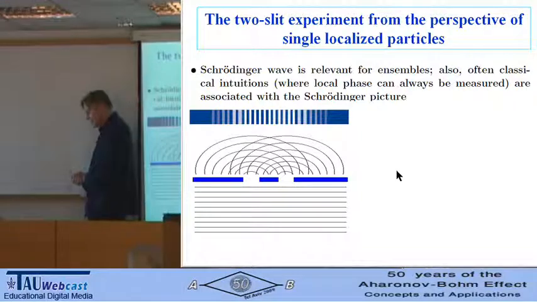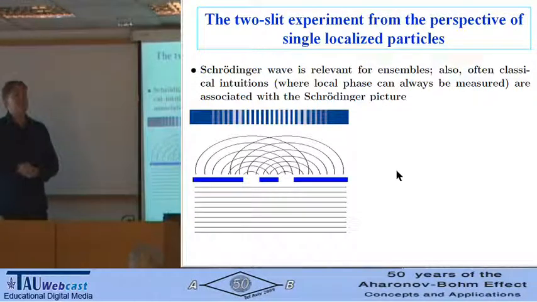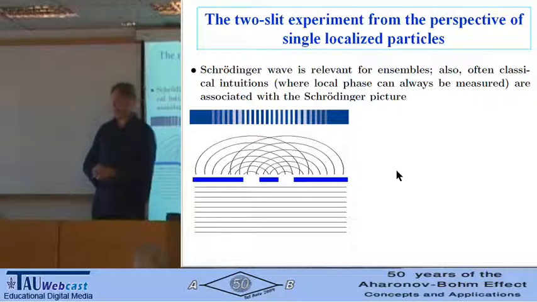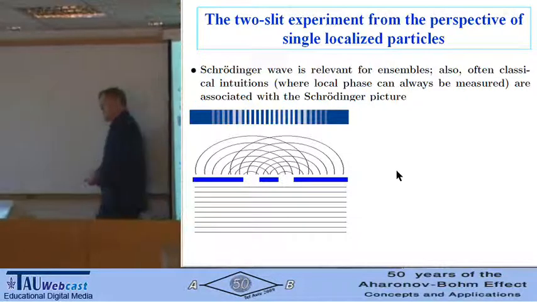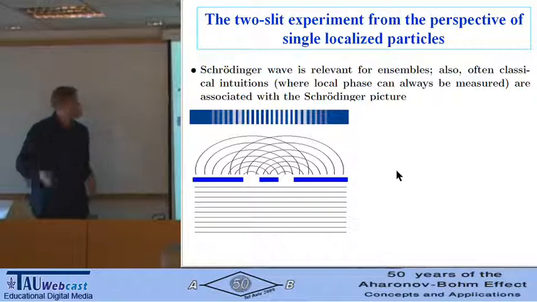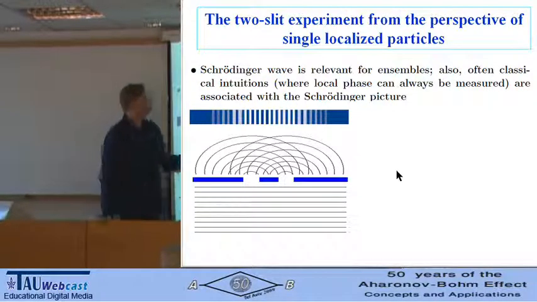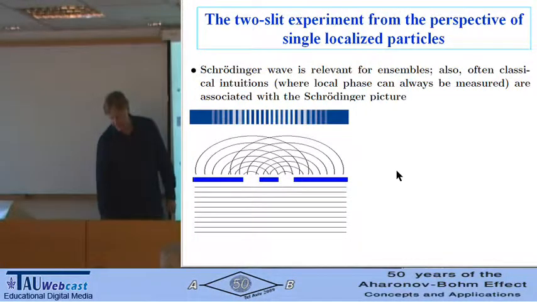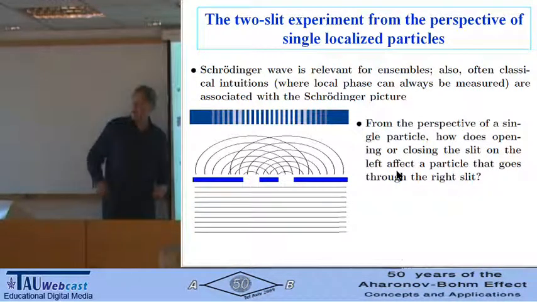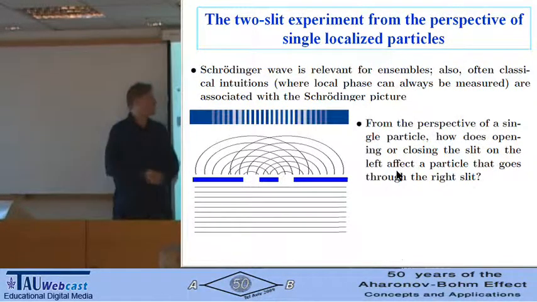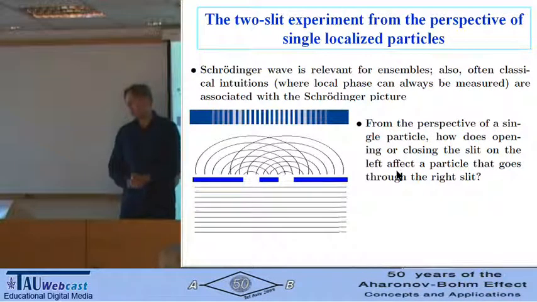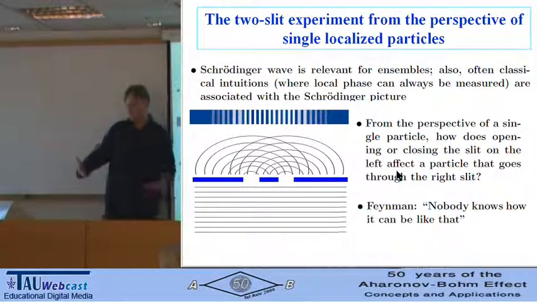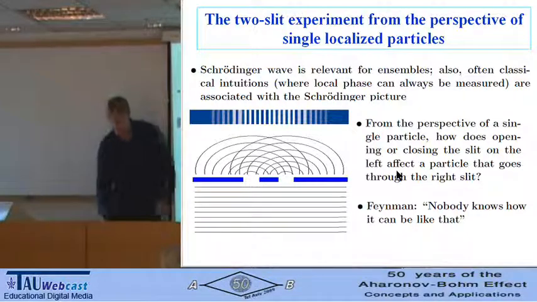really, if we go back to the dictum from the slide before, that we want to have a one-to-one relationship between every element of the theory and what you can measure in principle, you actually can't see the Schrodinger wave in general, except for ensembles. And also, just as an intuitive perspective, oftentimes you can confuse the classical intuition that we have with waves with the Schrodinger picture. So this talk is motivated by trying to understand how you think about interference from the perspective of a single particle, particularly if you have a particle going through the right slit, how does it know whether or not the left slit is open or closed? And then, famously, Feynman said that nobody knows how it can be like that.